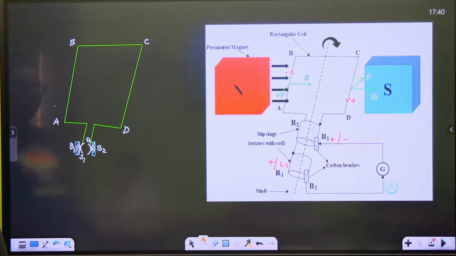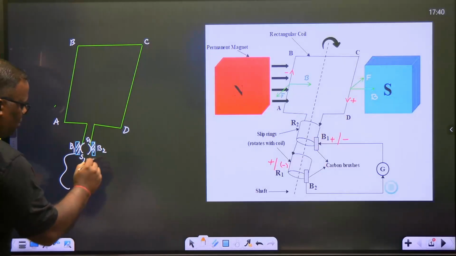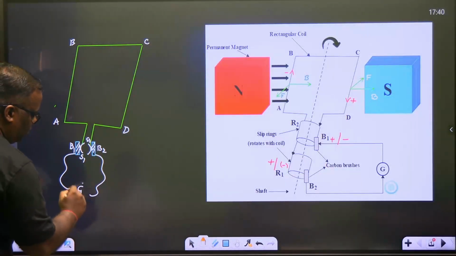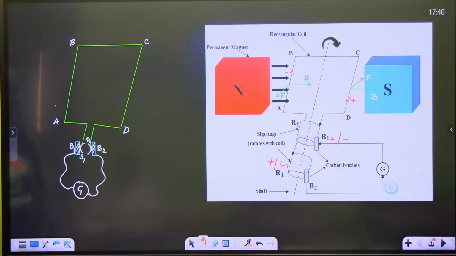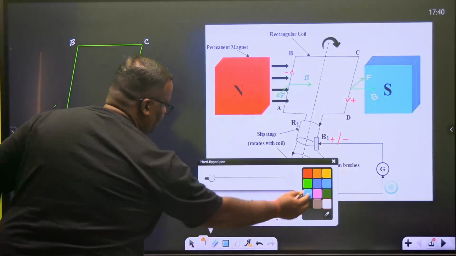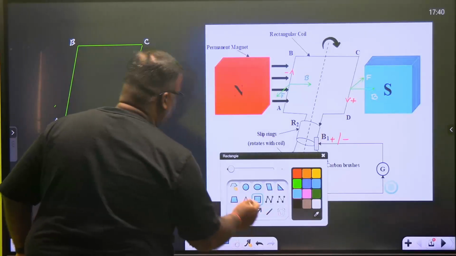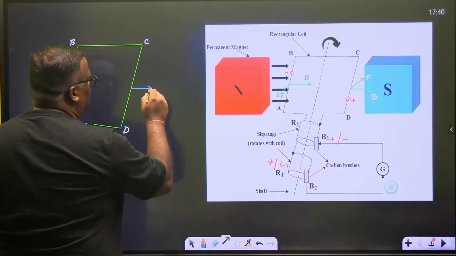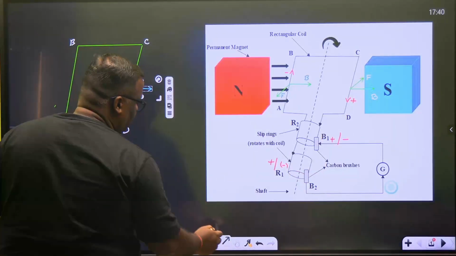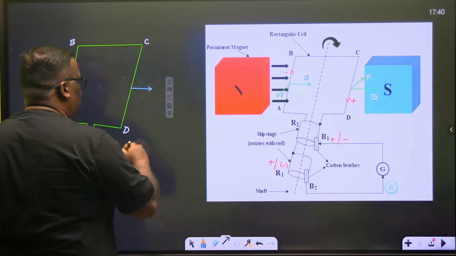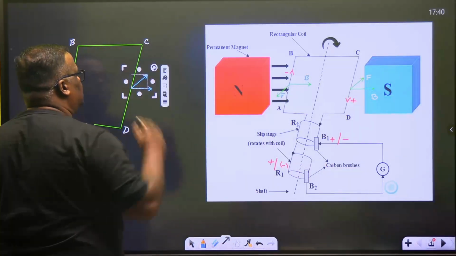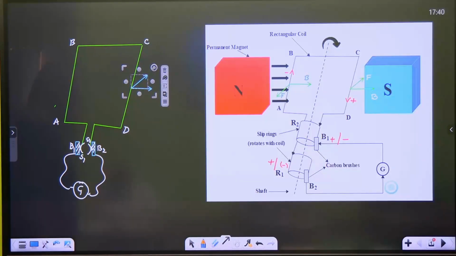DC generator means what, beta? Whatever will be the polarity on B1, it should always be the same polarity. So you're taking wires out from here and wires out from here, and you put a galvanometer. Right? Let's have a look at our magnetic field. So let's say the magnetic field runs on this side, and which side are you giving your force? This is going inwards. Force is going inwards. Correct?